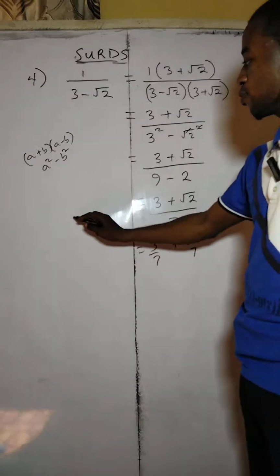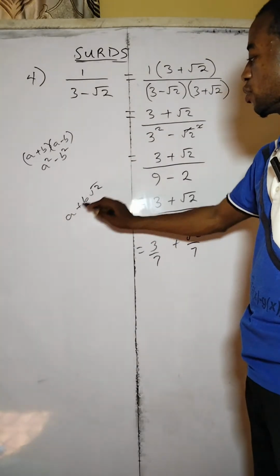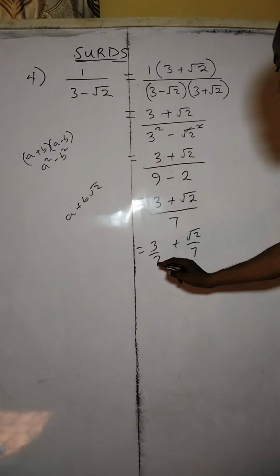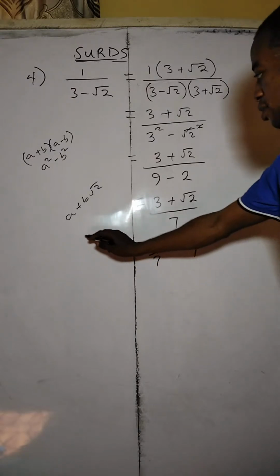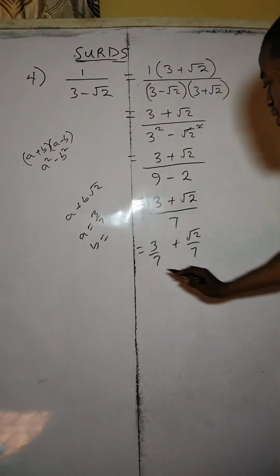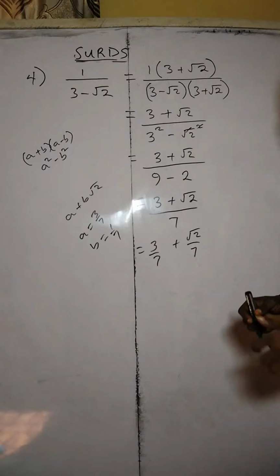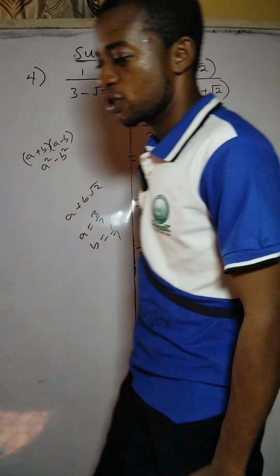Sometimes you can be asked to put your answer in the form a plus b root 2 and find the values of a and b. Now here in this case, a is 3 over 7 and b is the coefficient of root 2, which is 1 over 7. So that is that for this particular question.